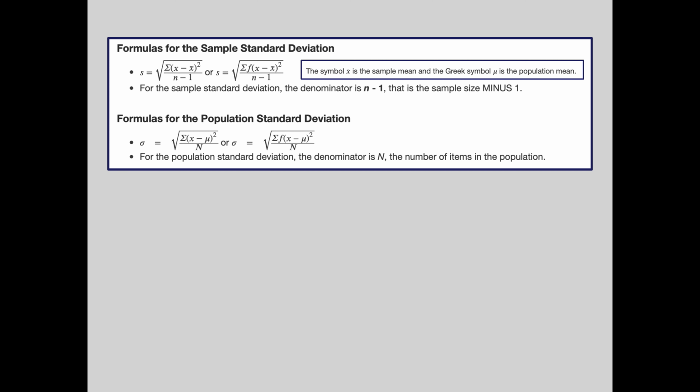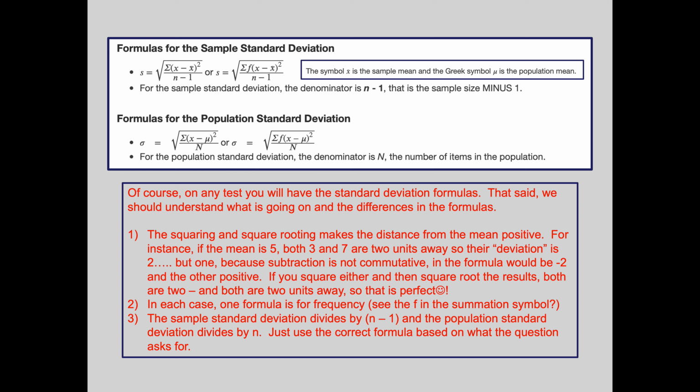There's a box inside the box, and it just wants you to realize that the symbol X with a line over the top, we call that X bar. That's the sample mean. That's the one we usually do, where we add them all up and divide by how many there are. And then the Greek symbol mu is the population mean. Okay? All right. So, of course, on any test, you're going to have these formulas. That said, we should understand what's going on in the differences.